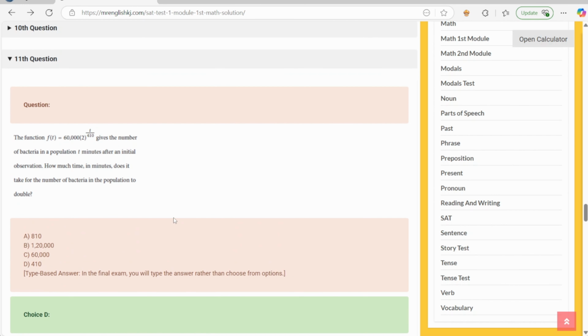Now let's talk about the logical one. It's a type-in question. You will not get options in the final exam. There will be a box. You just need to type your answer. Remember that.